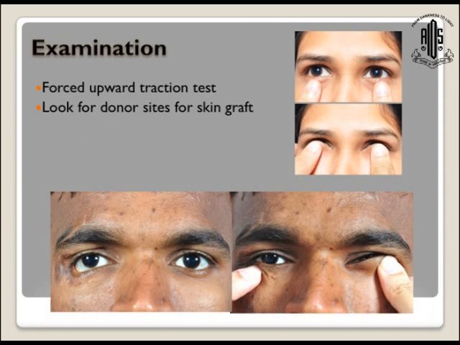Besides the usual pinch test and the snap test and all the other tests that we do for medial and lateral canthal tendon, and also the tests to look at secondary effects on the eyelid, there is another test that is important in cicatricial ectropion, and this is what we call the forced upward traction test. What this does is it sees what is the amount of laxity in your eyelid, or what is the amount of smoothness with which your lower eyelid moves upwards. This is mainly for the lower eyelid.